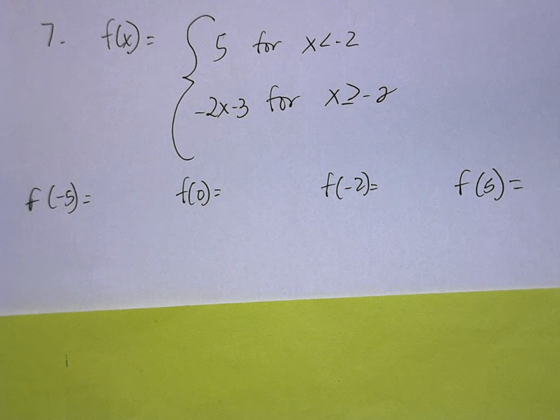Show me your answers once you have them. I need to see a number answer. Like, what is the answer? Just for -5 right now. What is the answer at -5?